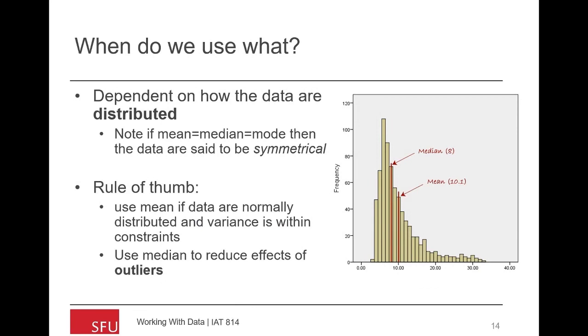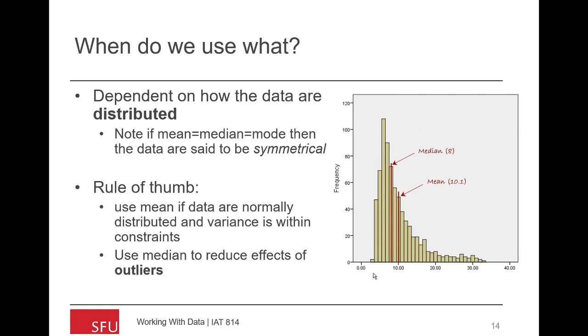So when do we use what? Well, it's dependent largely on how data are distributed. Note that if the mean equals the median, which in turn equals the mode, and we'll show how that might be the case in a bit, then the data are said to be symmetrical. However, a rule of thumb is you use the mean if the data are normally distributed, which we'll define more later on, and the variance is within some small range. And we use the median to reduce the effects of outliers.